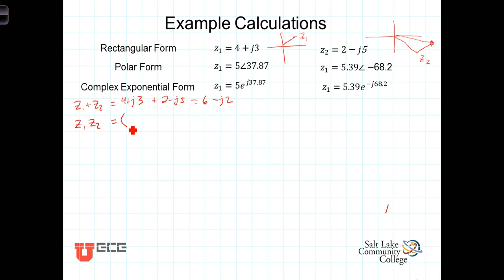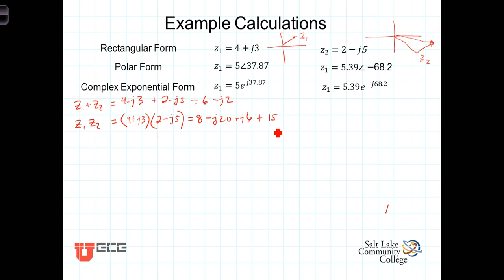We get then, z1 is 4 plus j3 times z2, which is 2 minus j5. And we see here that we have two binomials multiplied together. That means we need to FOIL them, distribute both of these terms to both of those terms. And when you do that, you get 4 times 2 is 8. 4 times a minus j5 is a minus j20. j3 times 2 is a plus j6. And j3 times minus j5, we've got to be careful here. 3 times 5 is 15, but we've got to be careful with the sign. Plus times a minus is minus, but j times j is a negative 1. So we have a minus times a minus, that becomes plus.